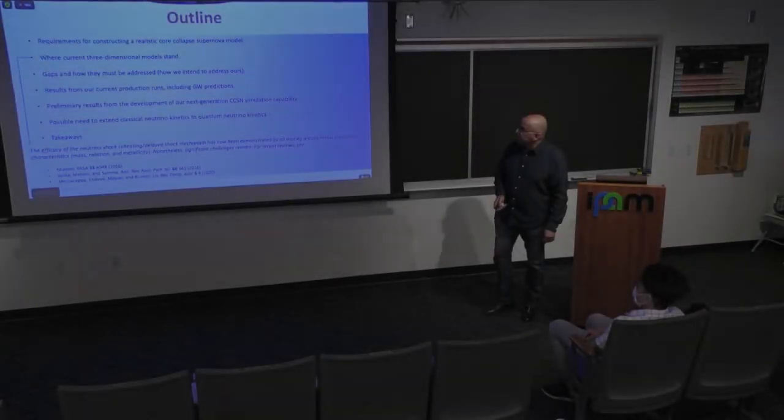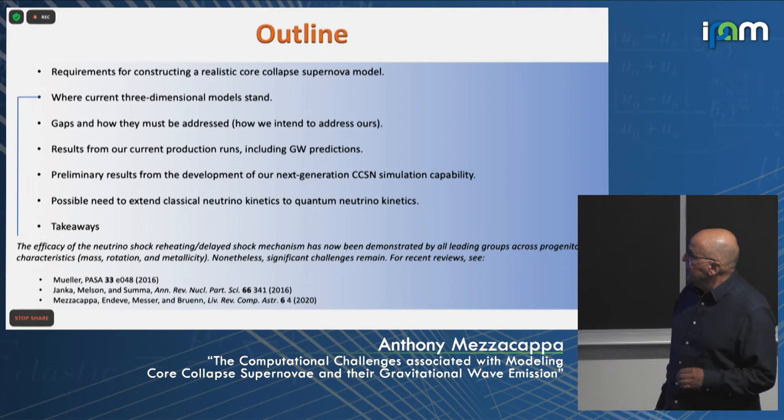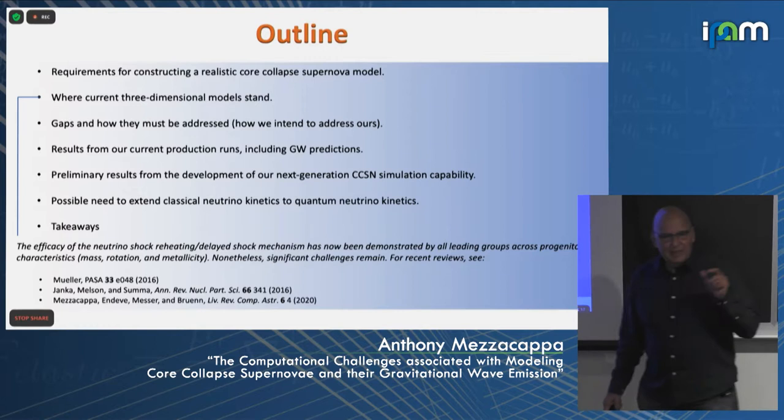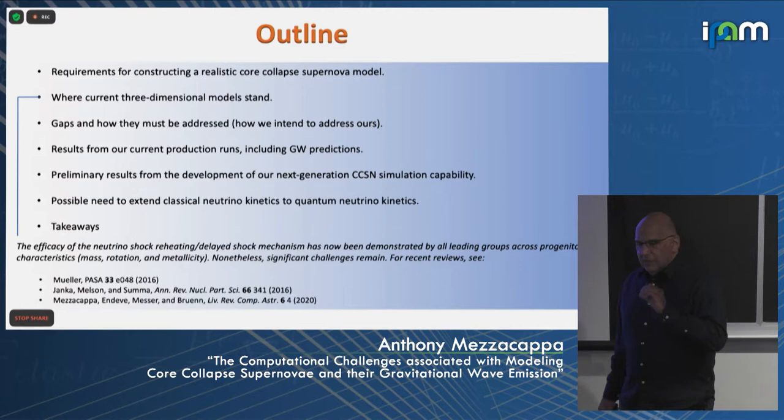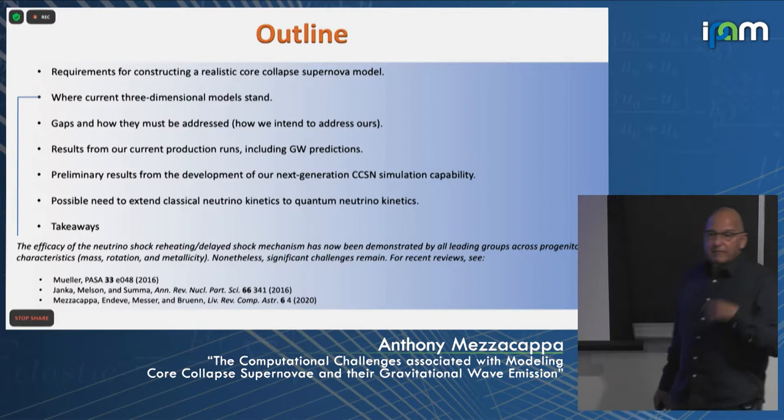Yeah. So I'm going to first talk about the requirements for constructing a realistic core collapse supernova model. I took the title of the workshop, Computational Challenges, the first two words in particular, very seriously, and designed my talk around that. So I'm going to really spend more time talking about the challenges that we face, the things that have not yet been done but need to be done, more than past progress.